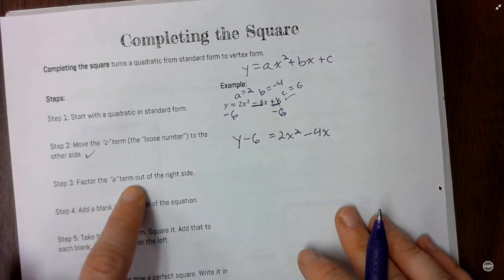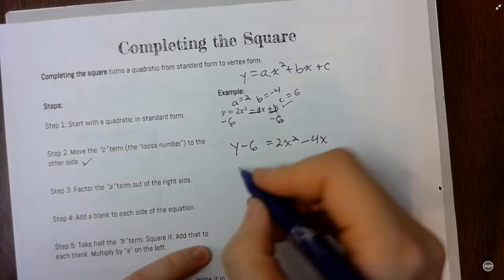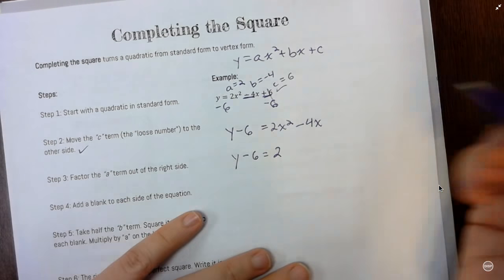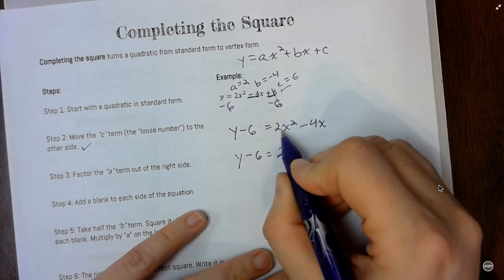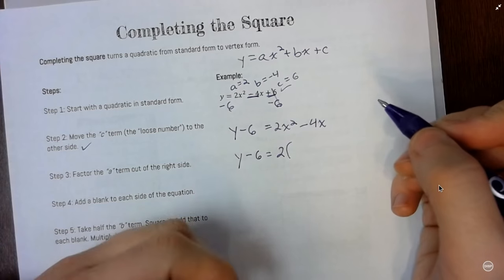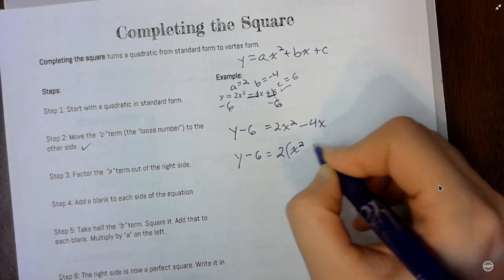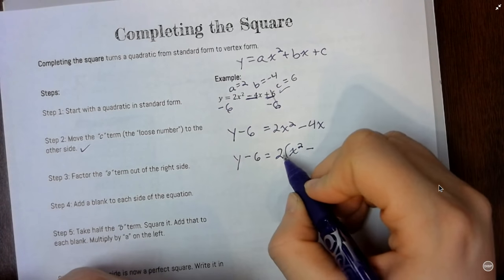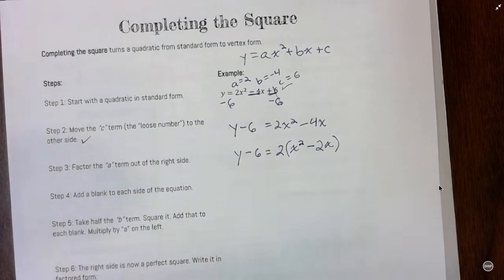Step 3, factor the a term out of the right side. So the a term is that 2. I'm going to factor this out. So y minus 6 equals, and then factoring out is kind of like reverse multiplication. So if I factor a 2 out of 2x squared, what do I have left over? Well, think about dividing. I have x squared minus, and then what's -4 divided by 2? Well, it's -2, so -2x.